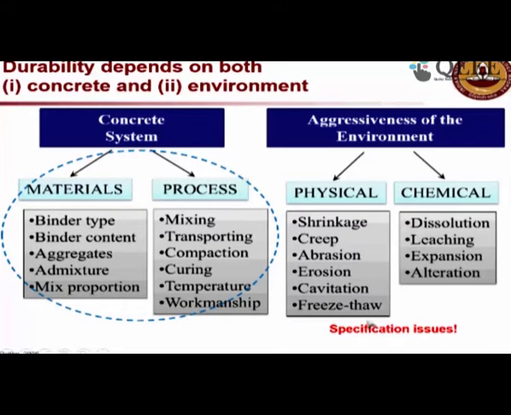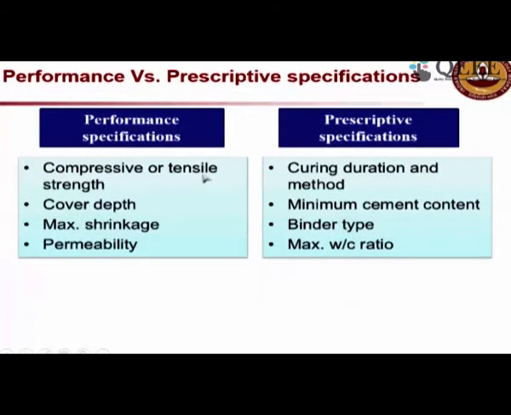How do we specify the concrete? Normally we go for something called performance specifications. That has been the practice in the past, but now the world is moving towards using prescriptive specifications, which is given on the right side. I'm sorry, actually the one given on the left side is the performance based specification, and the one given on the right side is the prescriptive based specification.